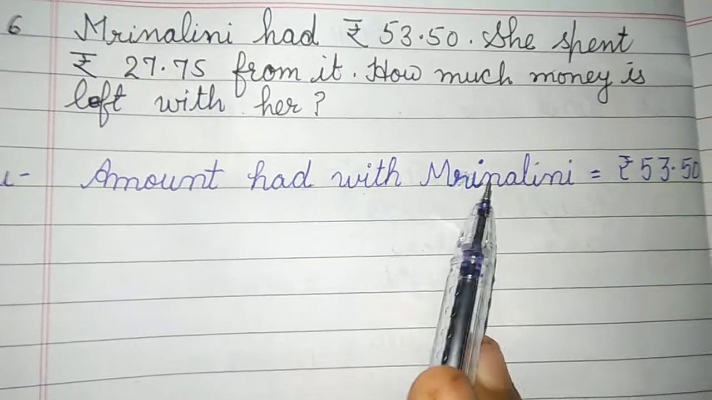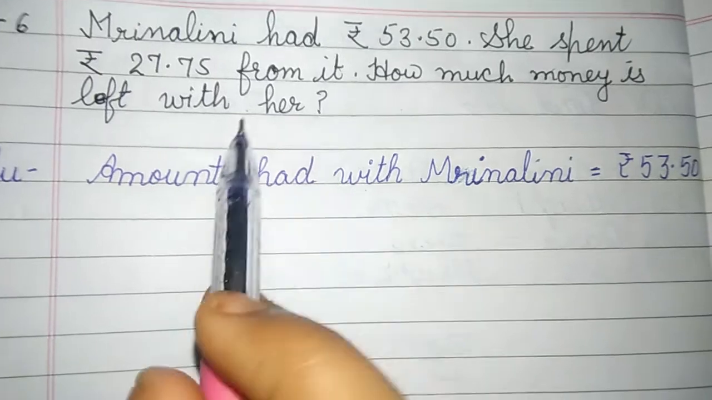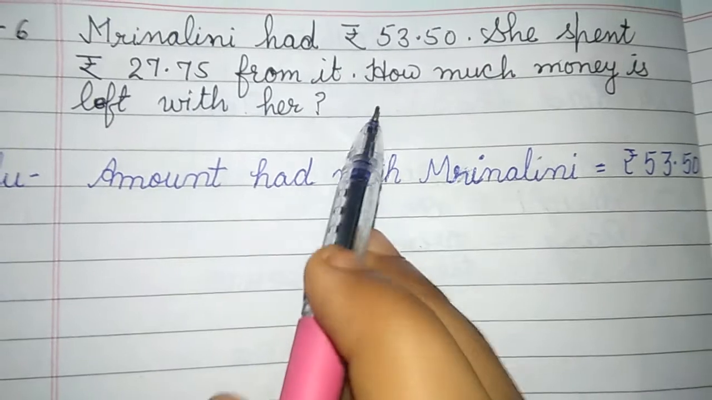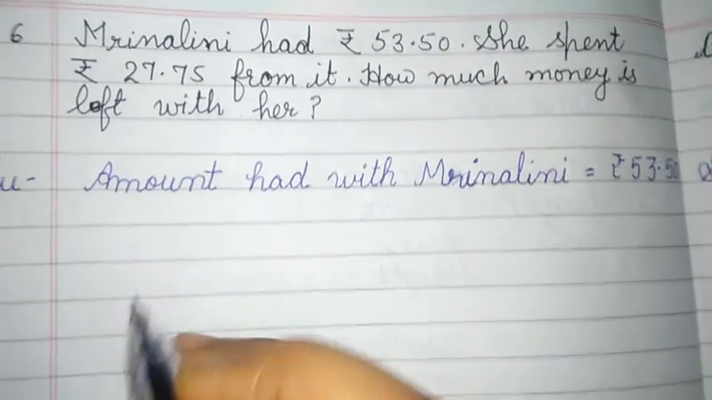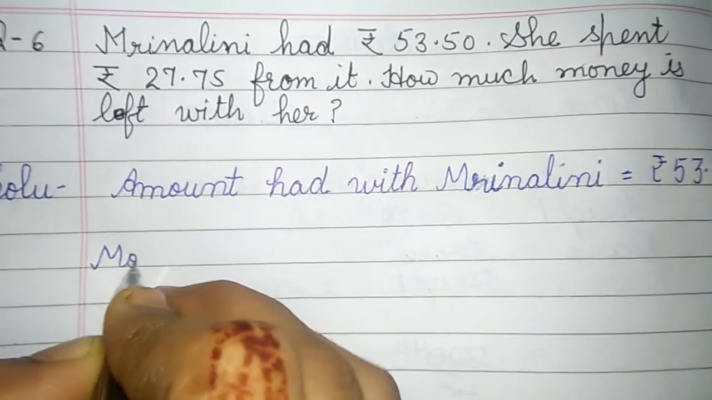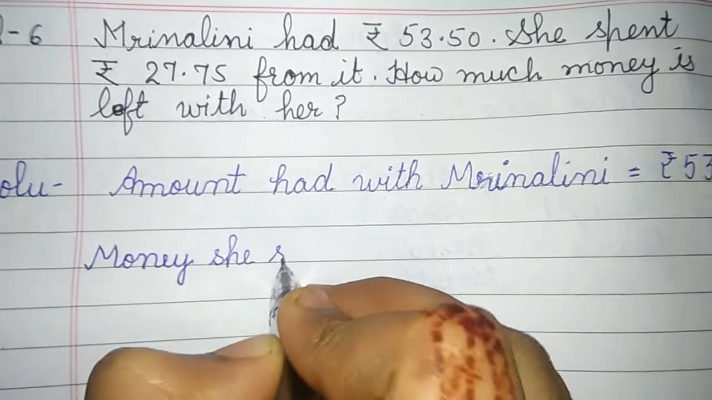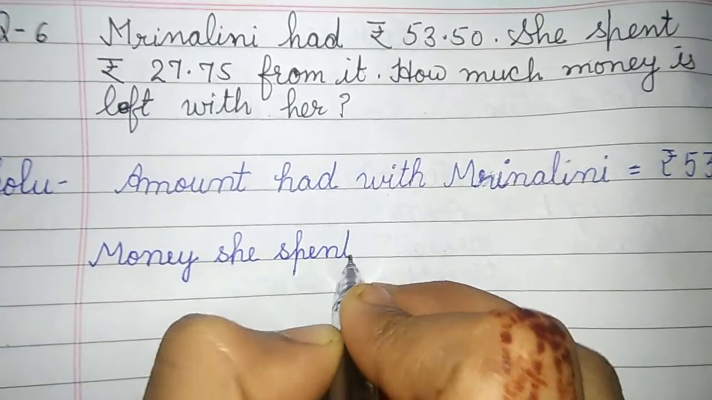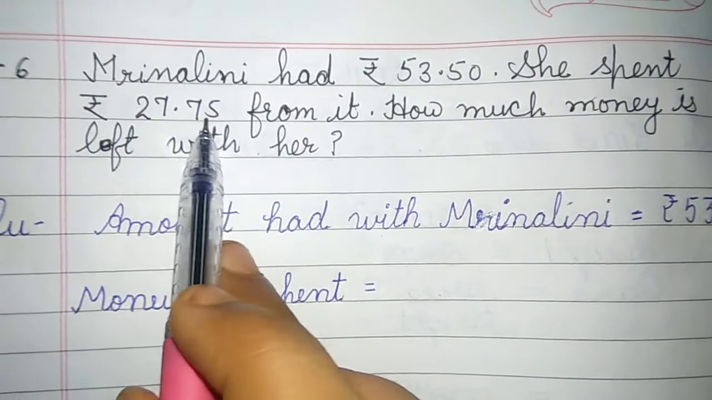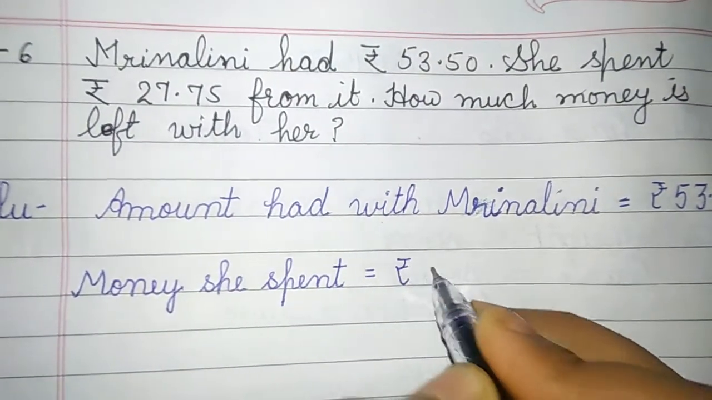Now we will go to the next sentence. The second sentence is: she spent rupees 27.75 from it. So now the second statement will be the money she spent. How much money was spent out of it? 27 rupees 75 paise.